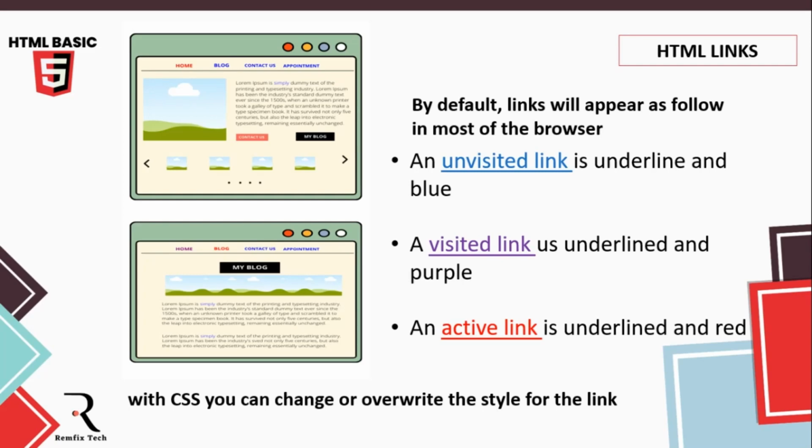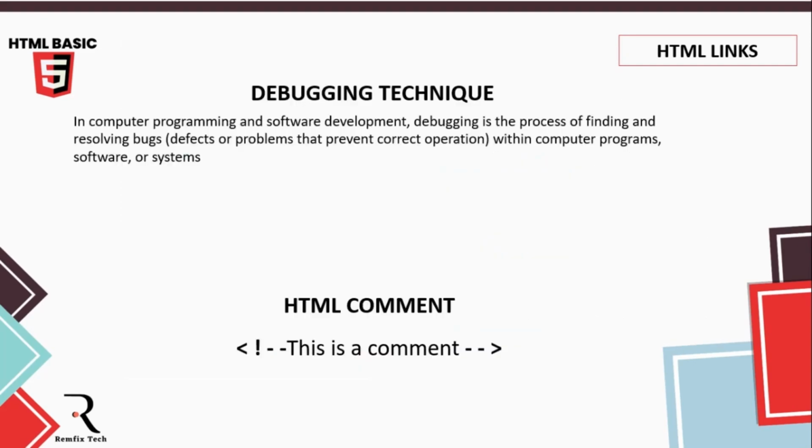Right, okay, so now we're going to look at a little snippet in this class, and I call it more of a debugging technique before we look at the practical project. So now, in computer programming and software development, debugging is the process of finding and resolving bugs, defects, or problems that prevent correct operation within a computer program, software, or system.